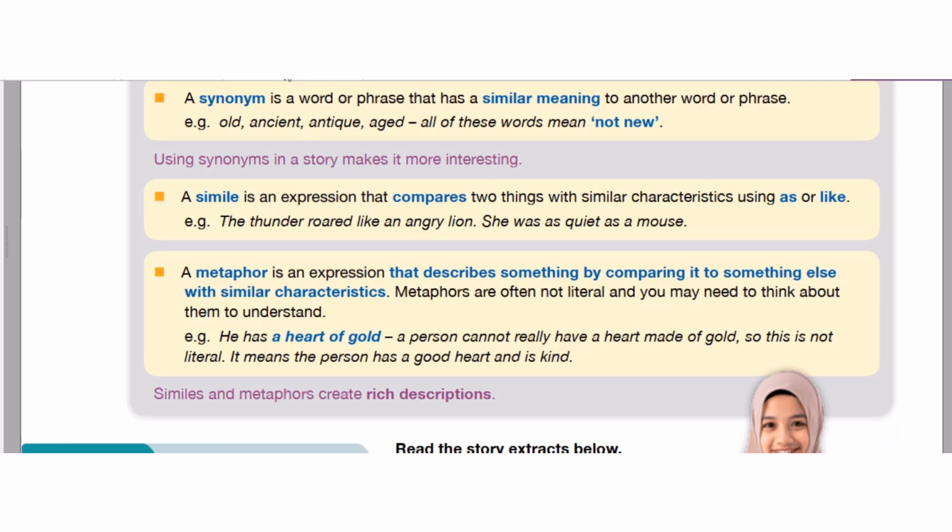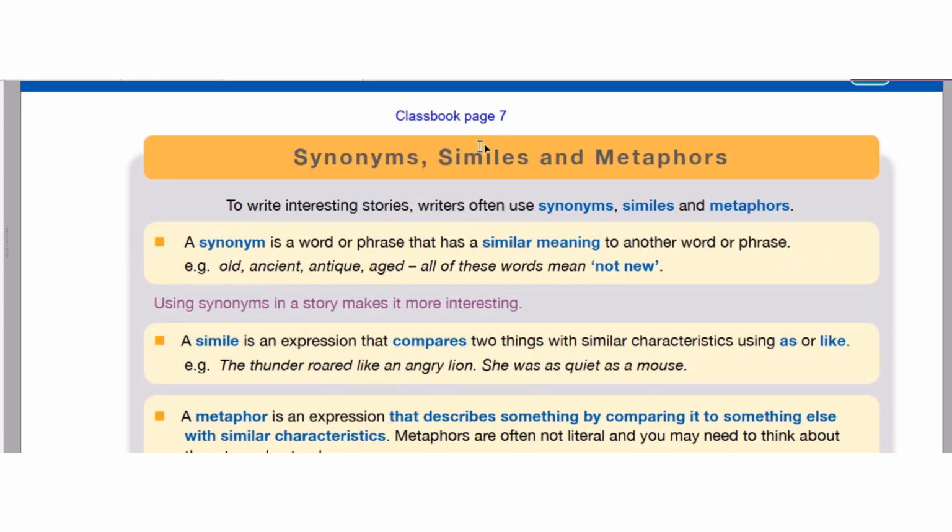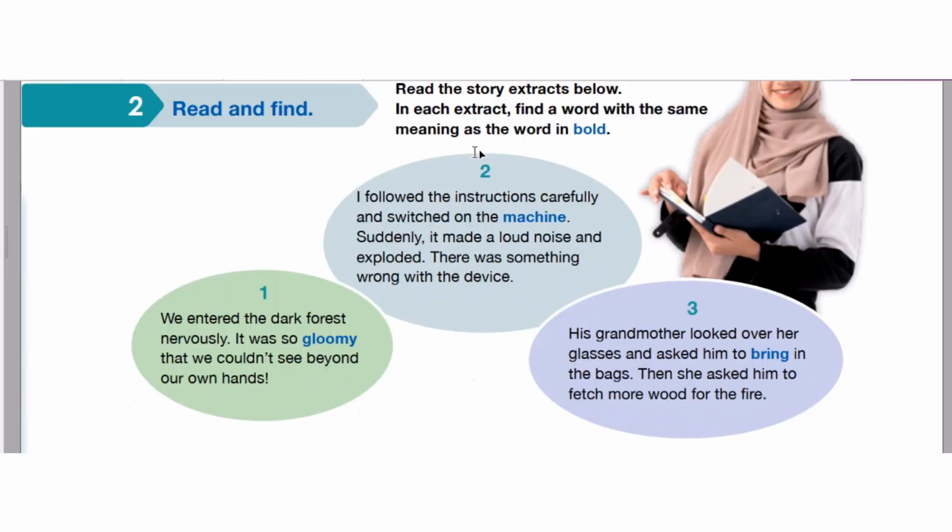Now we move again to class book, page 7. Activity number 2. Read and find. Read the story extracts below. In each extract, find a word with the same meaning as the word in bold. I want you to give me the same meaning. The word in bold, you have to find a similar synonym. We know that synonym, it means to give the same meaning.